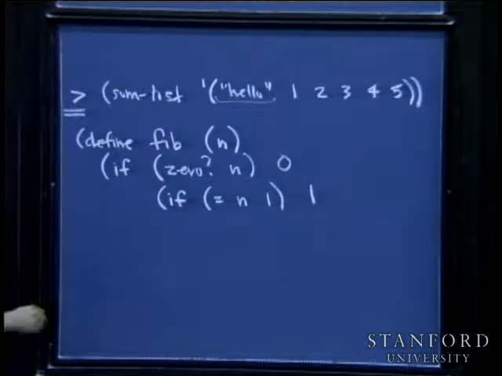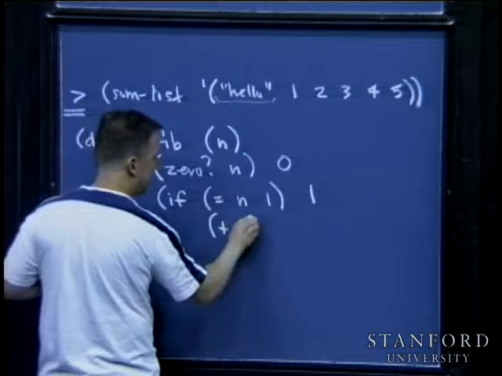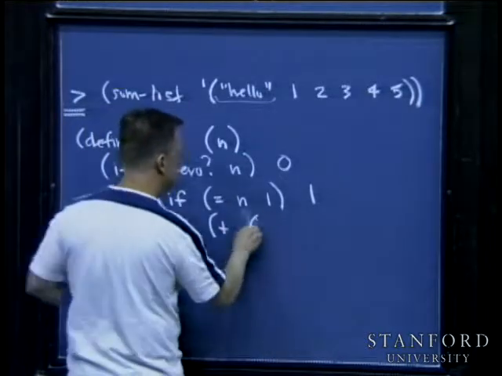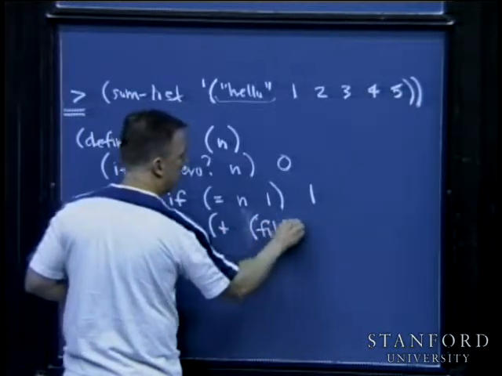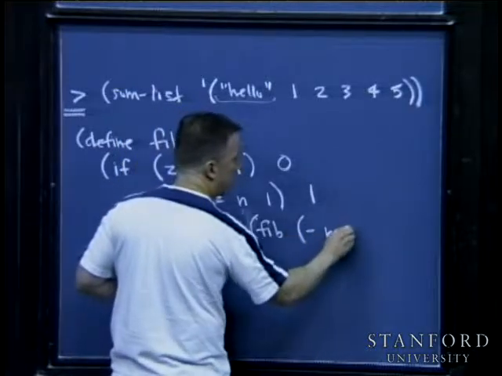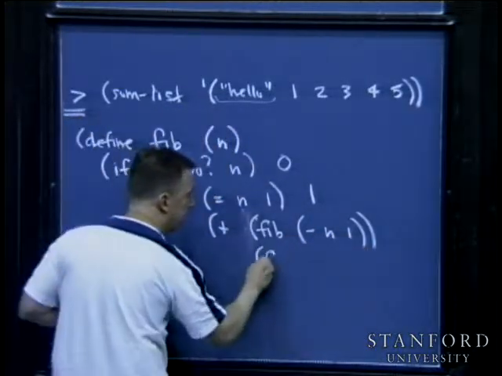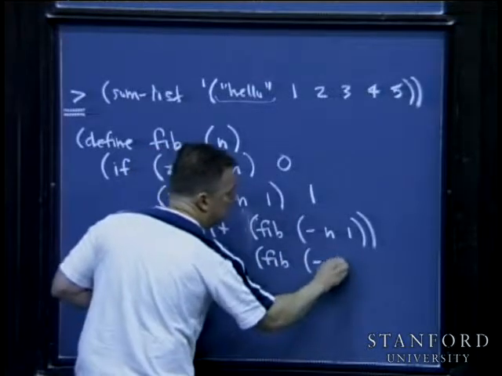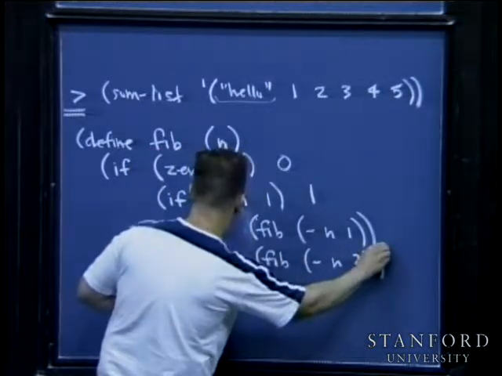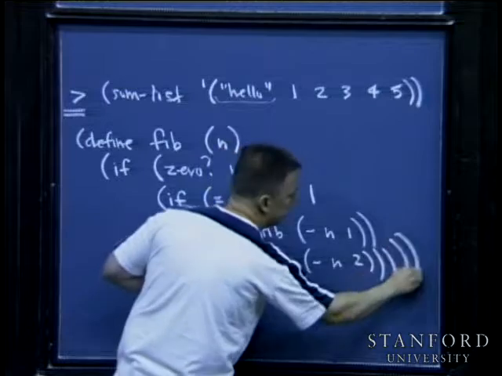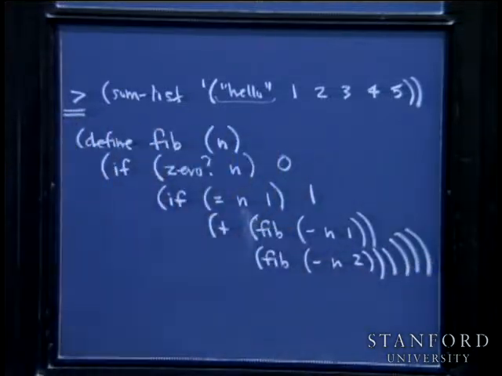Okay, and otherwise you can commit to the sum of whatever you get by calling fib against n minus 1 and fib of n minus 2. That ends the plus, that ends the if, that ends the first if, that ends the define. Okay, it's kind of comical with all the parentheses, but it's much easier to do in an editor where you actually have parentheses balancing.